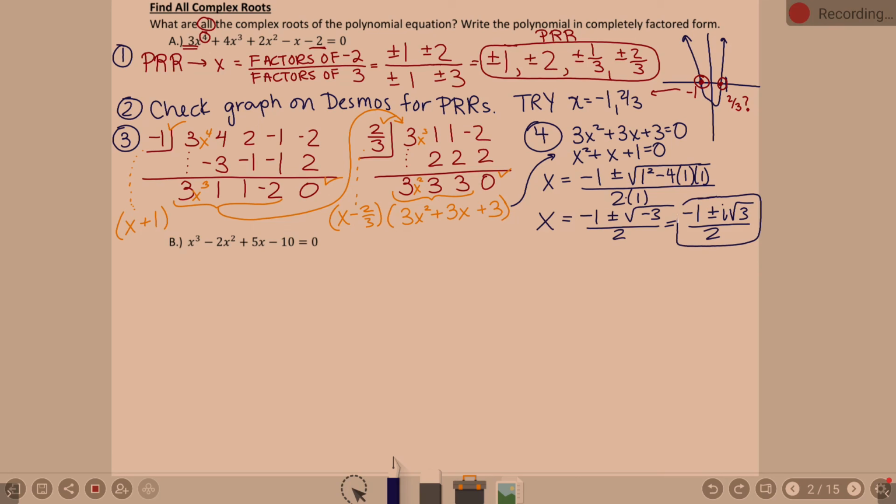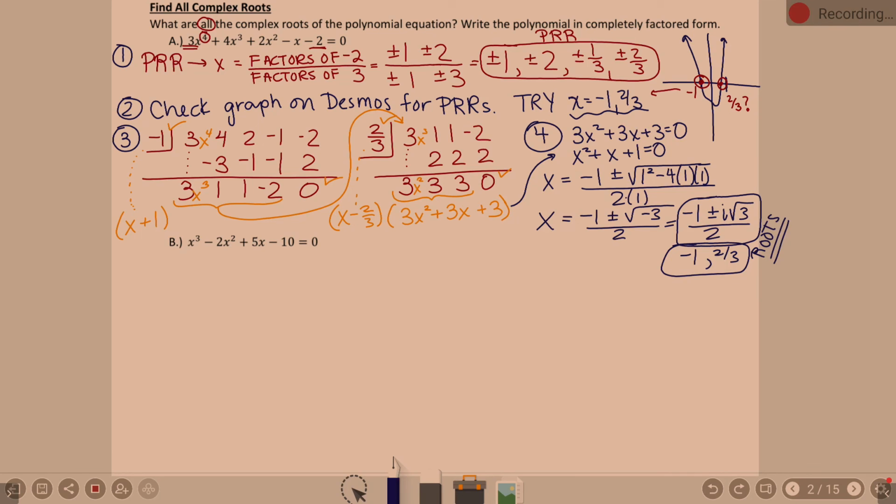There are my imaginary solutions. Those are part of my answers. What were my other solutions? Yeah, the negative 1 and the 2/3. There are your complex roots, if you will. Those are my roots. They're asking you for your roots, your solutions, your zeros. Those are the roots.